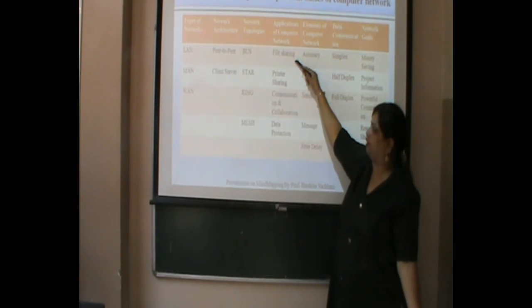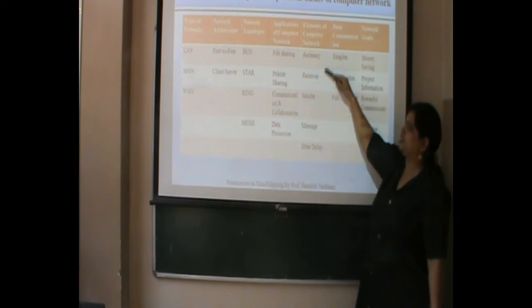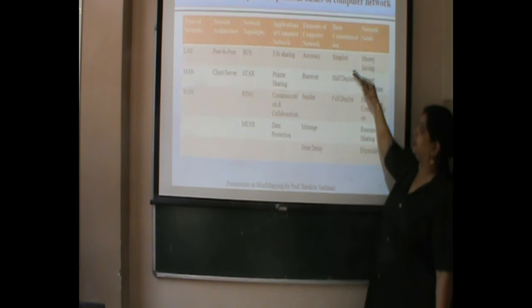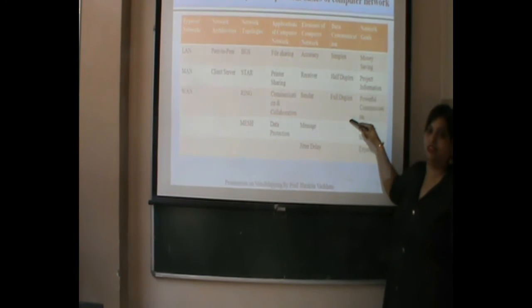What are the applications of computer networks? These are the applications. Elements of computer network. These are the elements. Then data communication. We use simplex, half duplex, and full duplex communication.